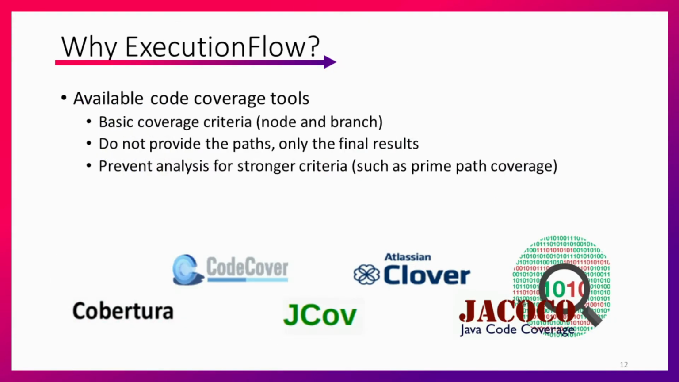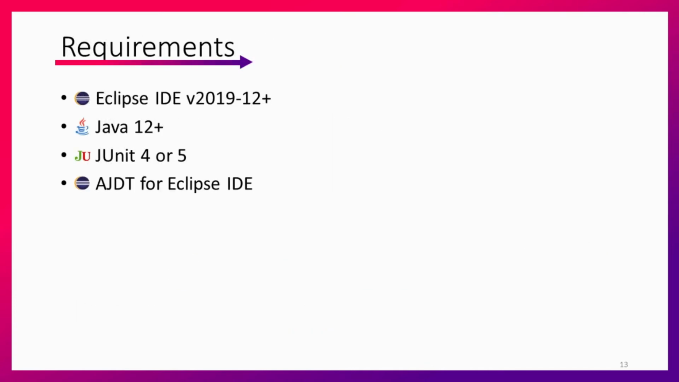Nowadays, many tools can be found that calculate the coverage of a test suite for Java projects. This information is limited to a few basic coverage criteria, mainly node and edge coverage. Without having access to the proper test paths, the tester cannot analyze the test suite against stronger criteria, for example, prime path coverage. So, ExecutionFlow fills this gap by providing to the tester the test path of any application method from Java projects.